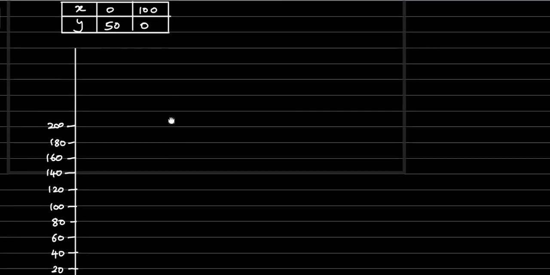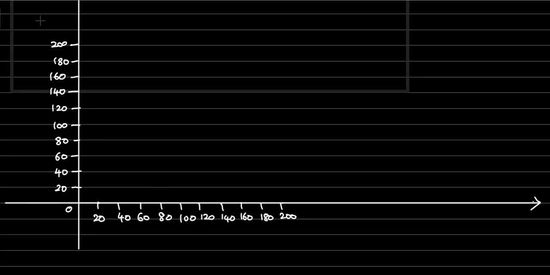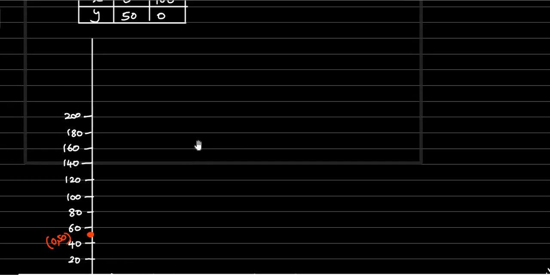0 comma 50. Now 0 comma 50, where do we have it? Since the x value is 0, we will have it only on the y-axis. So 0 comma 50 is between 40 and 60, the center point, which is 50. So 0 comma 50 is this particular coordinate point.